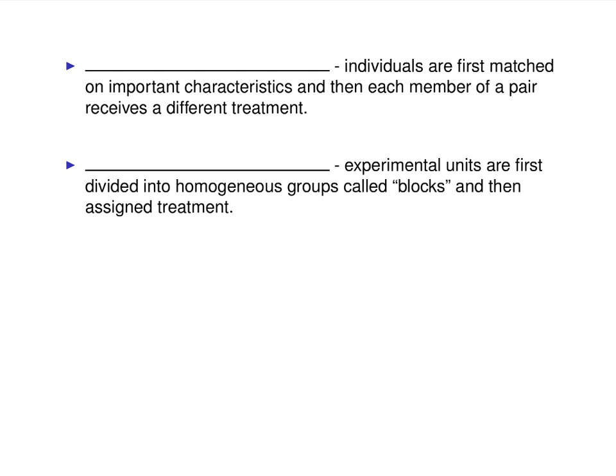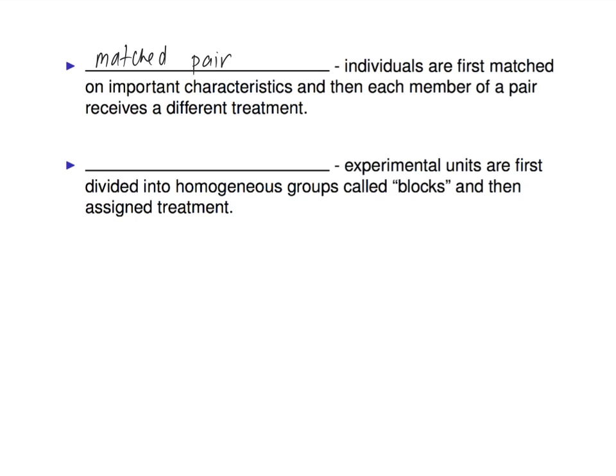Okay, individuals are first matched on important characteristics, and then each member of a pair receives a different treatment. This is called matched pair design. And that might be important because you're trying to avoid a confounding variable. Like say you are studying memory and you have people of different ages. You don't want to have one group be all of your 30-year-olds and one group be all of your 60-year-olds. Does that make sense? You want to compare 40 to 40, 50 to 50, 60 to 60, that kind of stuff.